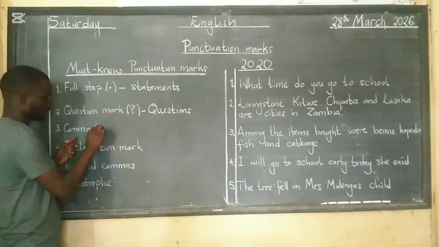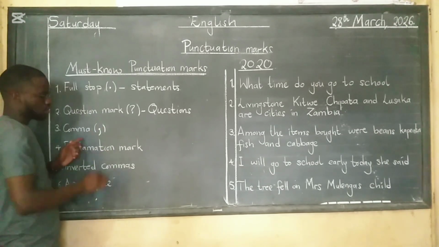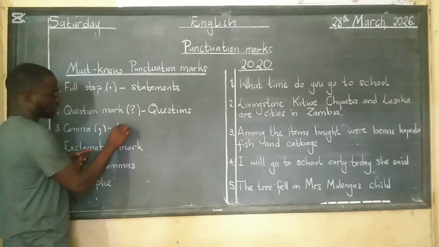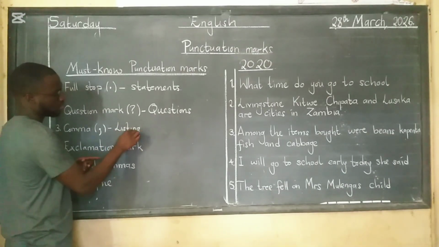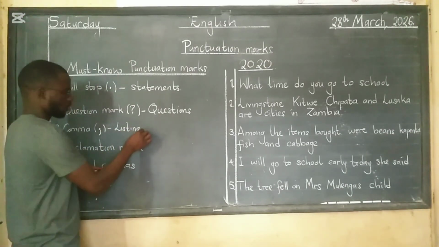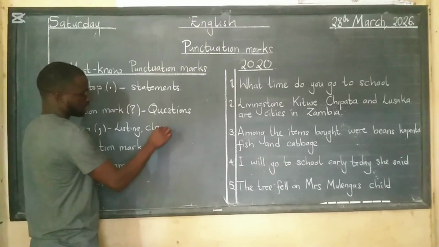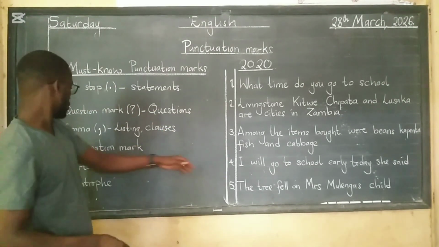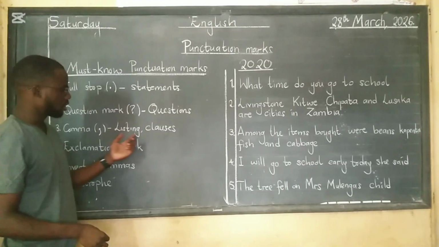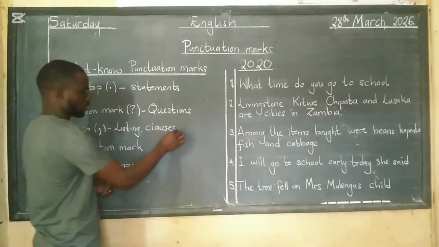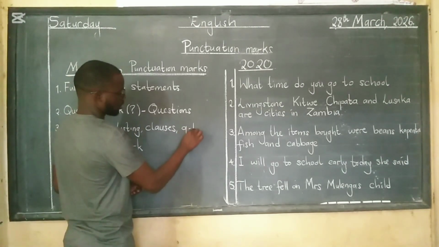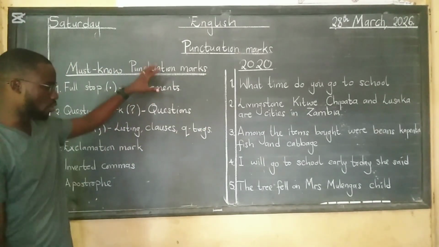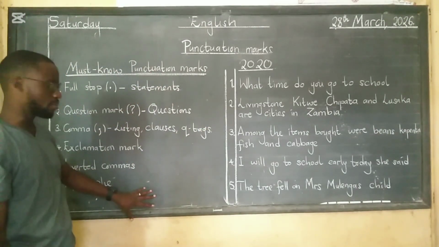And then we come to commas. These ones look like this. So the comma is used for quite a number of things. Number one, when we have a listing. Number two, when we have clauses. I'll explain what these are with examples. So the comma is used for a listing, when you have clauses, and when you have question tags. I'll show you what these are. I'm not going to get rid of anything on this side of the board.